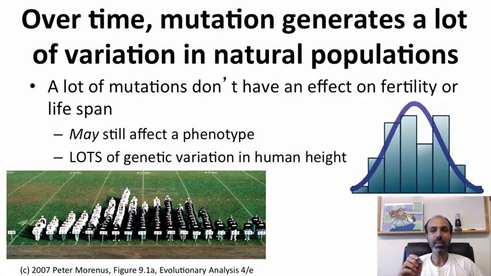Now, I'm going to come back to this example in the next video, but I just want to introduce it. There's lots of genetic variation in things like, for example, human height. Now, some of that, of course, has to do with nutrition rather than genetics. But where does that variation come from? Is that actually all just from mutations at one gene? Well, take a look at the next video and see what you think.